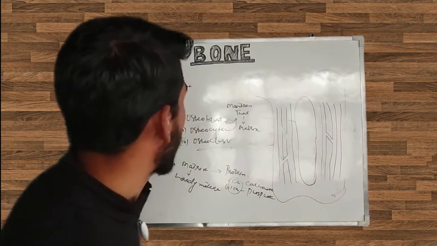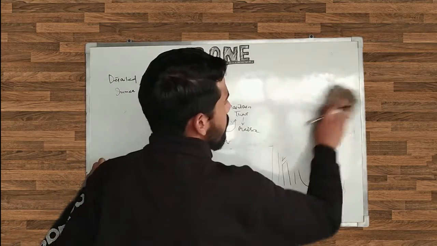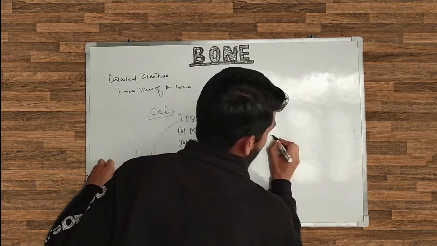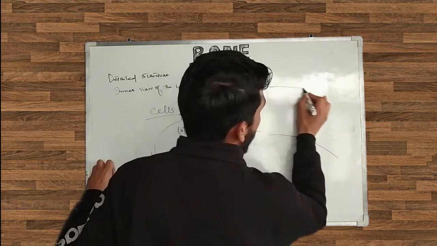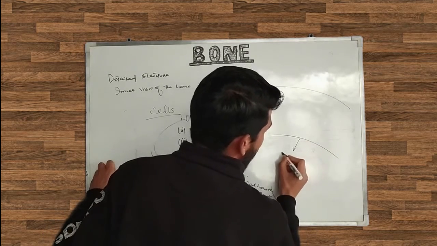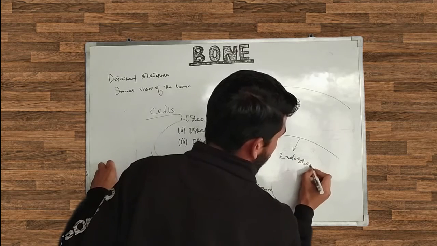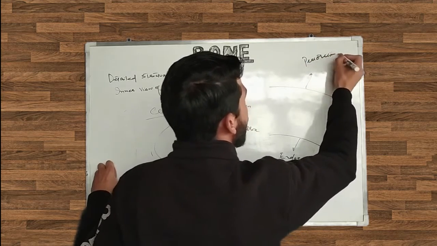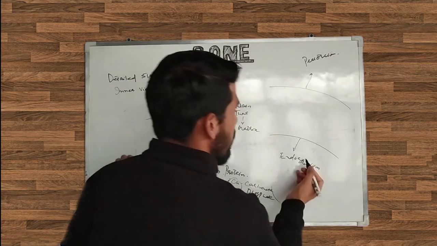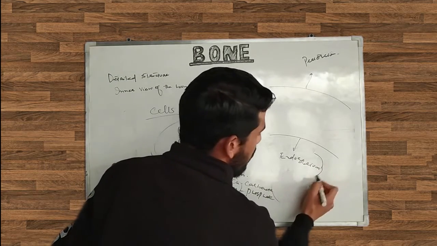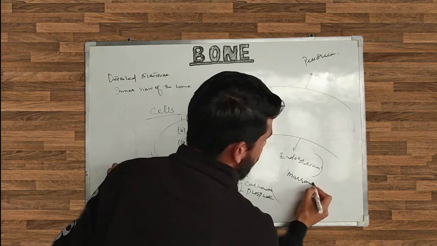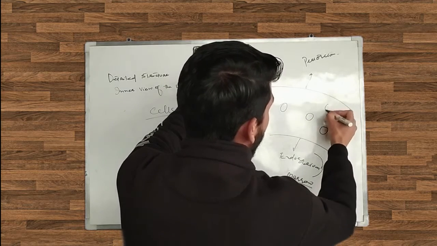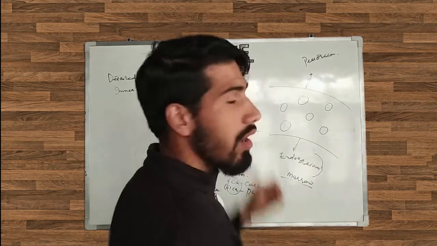So I will make another diagram here, which can help you in understanding. This is the endosteum layer, and this is the periosteum, and in between the endosteum and periosteum, on this side, marrow is present. There are also Haversian canals, okay, there are Haversian canals.